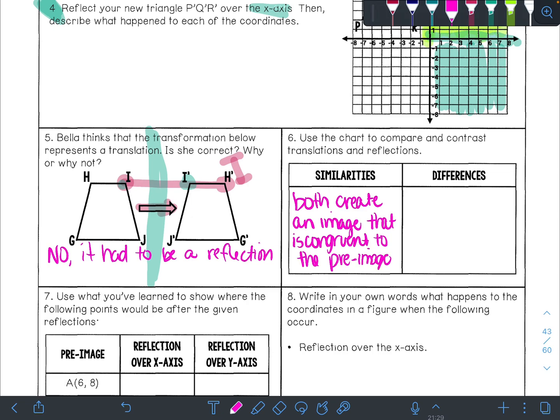Then if we think about differences, when we were talking about orientation, and I kind of just brought this up a second ago whenever we were looking at the picture, we know that translations keep the shape sitting the same way, right? So the difference is that a translation preserves orientation. Remember, it stays sitting the same way. That's what orientation means. And then a reflection does not.